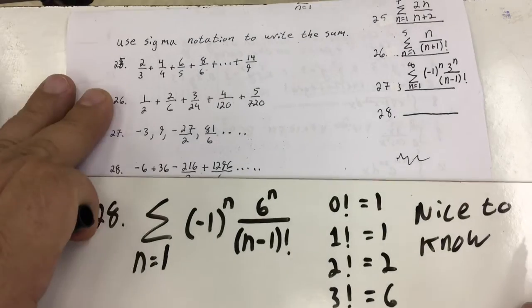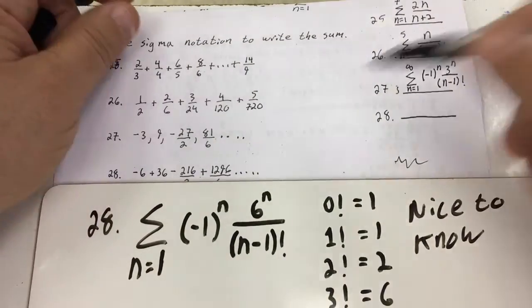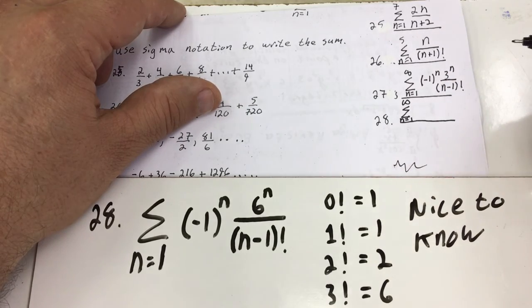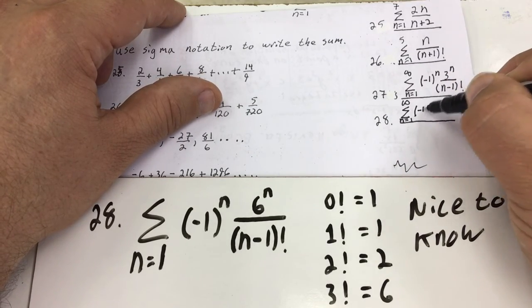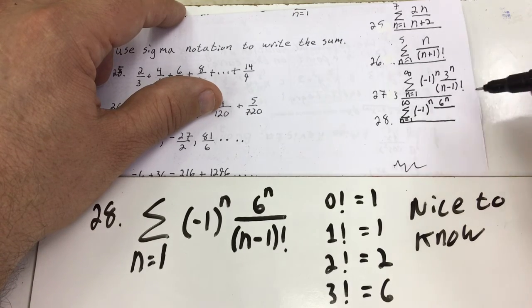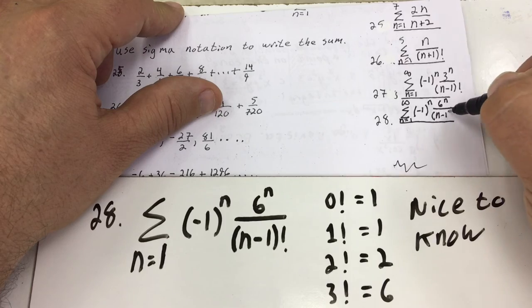So this in sigma notation for number 28. And it goes on forever, so it's going to go up to infinity. Sigma notation from n equals 1 to infinity. Alternating negative 1 to the n, fraction bar, 6 to the n over n minus 1 factorial.